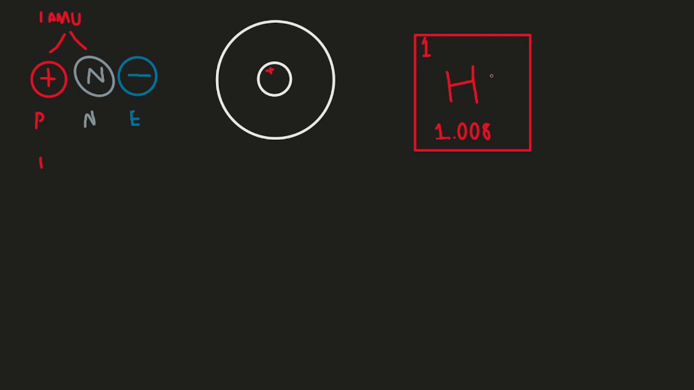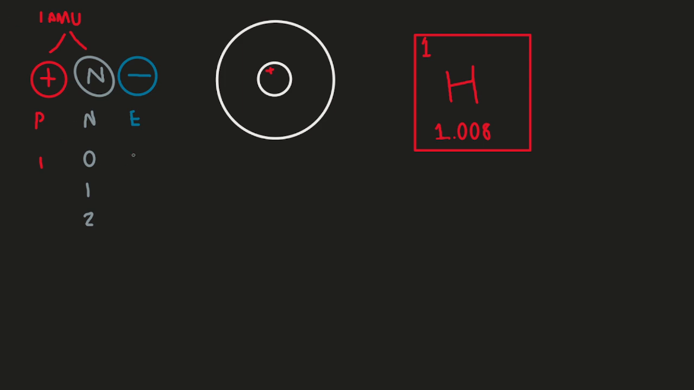So since the mass number is really close to 1, that means it's really common that hydrogen has no neutrons, because 1 plus 0 would equal 1, which is really close to 1.008, the average mass of a hydrogen atom. But it can also exist in nature as having 1 neutron or 2 neutrons.